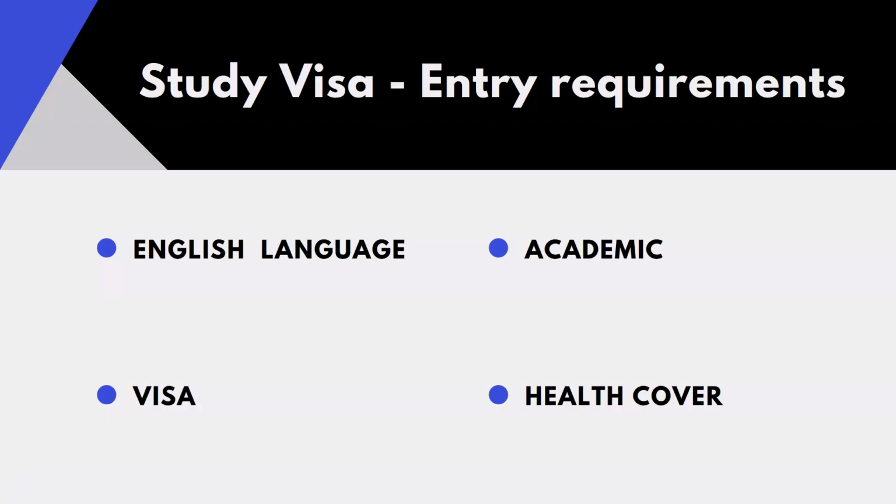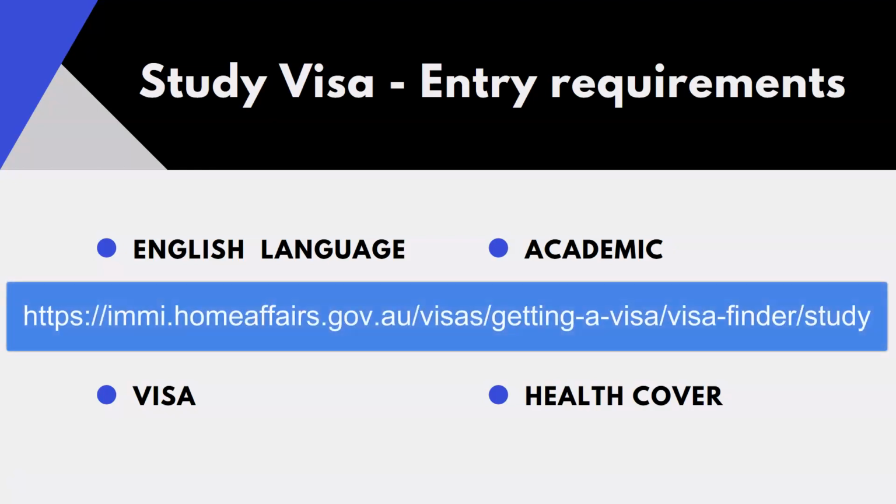So those were the 4 entry requirement groups. The main thing to remember is to double check with your school and that every course and every institution will have different requirements. For more information, you can go to the Australian Government website.